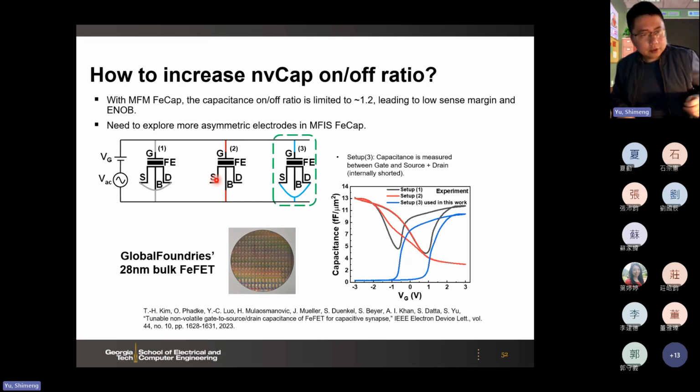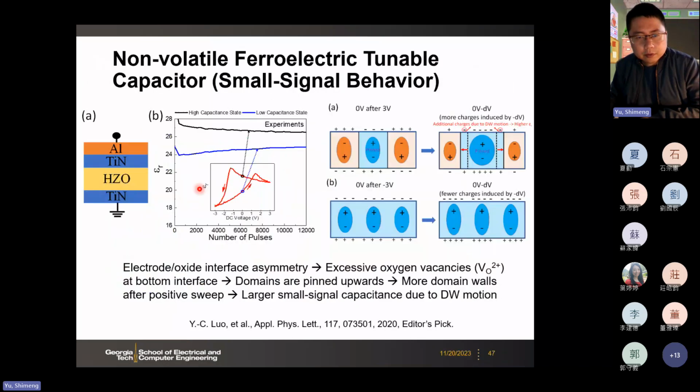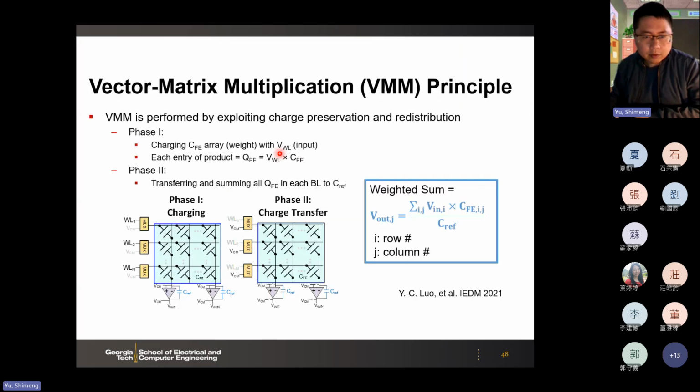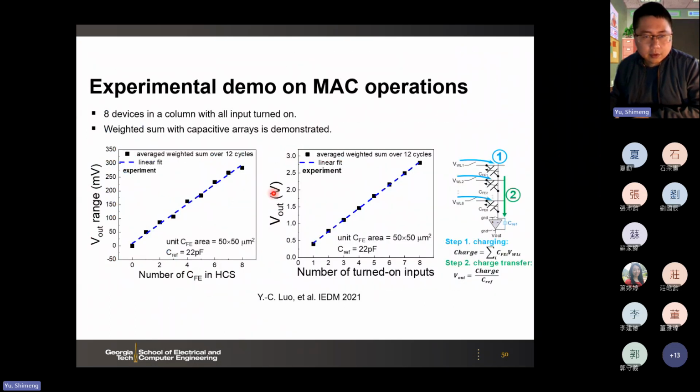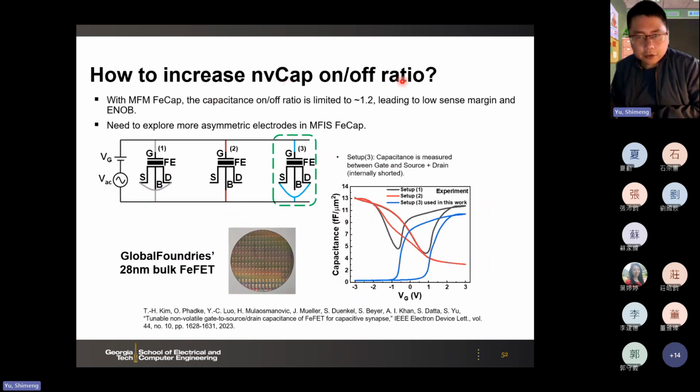So one challenge in our demonstration is that, let's go back to here, initial results. You see here the on-off ratio is pretty low. So let's say on state epsilon at 27 and off state 24. So the ratio is maybe 1.2. So it's a very small sense margin. If there's a variation, then we easily disturb the output. So how to increase the capacitance on-off ratio?